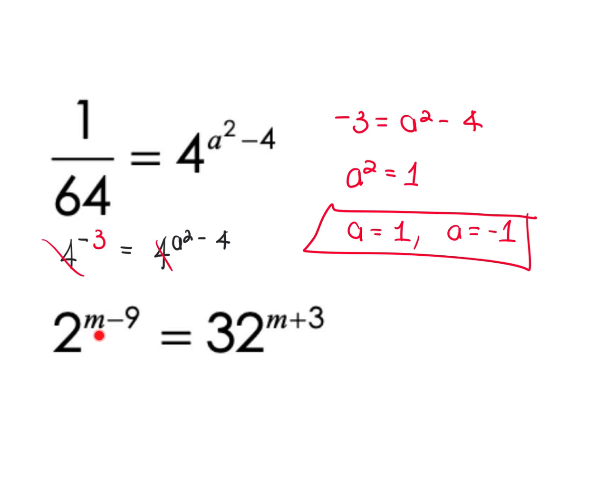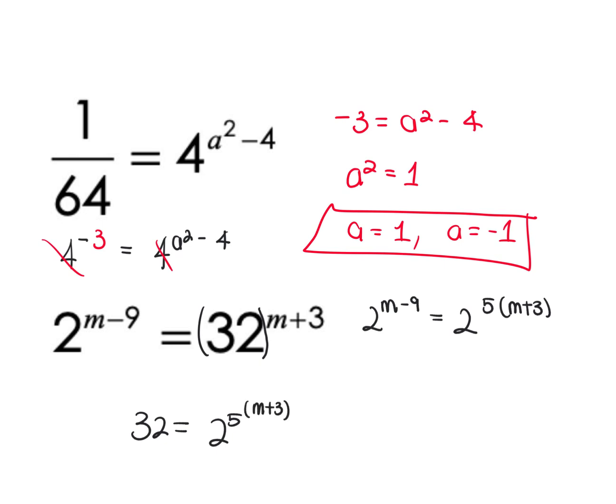Now we have 2 to the m minus 9 equals 32 to the m plus 3. 32 is the same as 2 to the 5th power. Sorry, I don't know why I keep messing this up. So we have 2 to the m minus 9 equals 2 to the 5 times the m plus 3. Because really this is like in its own parentheses, and it's really the same as 2 to the 5 times m plus 3.